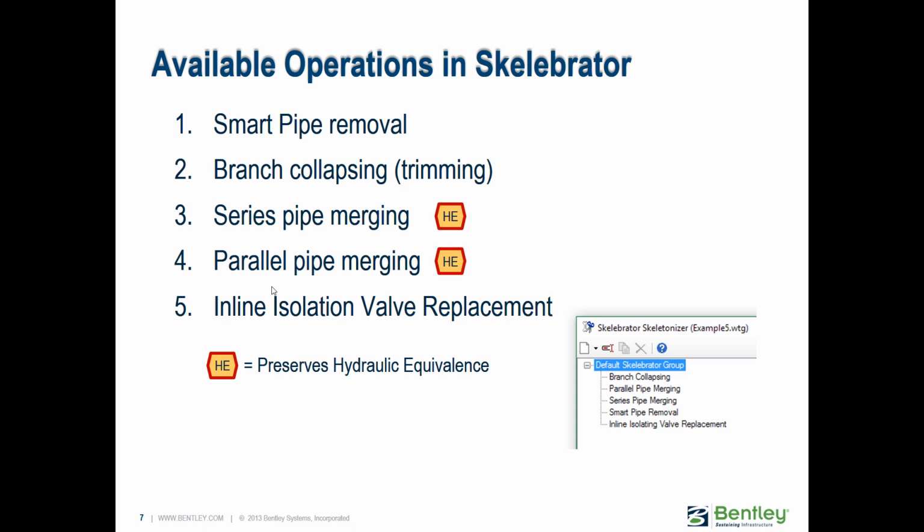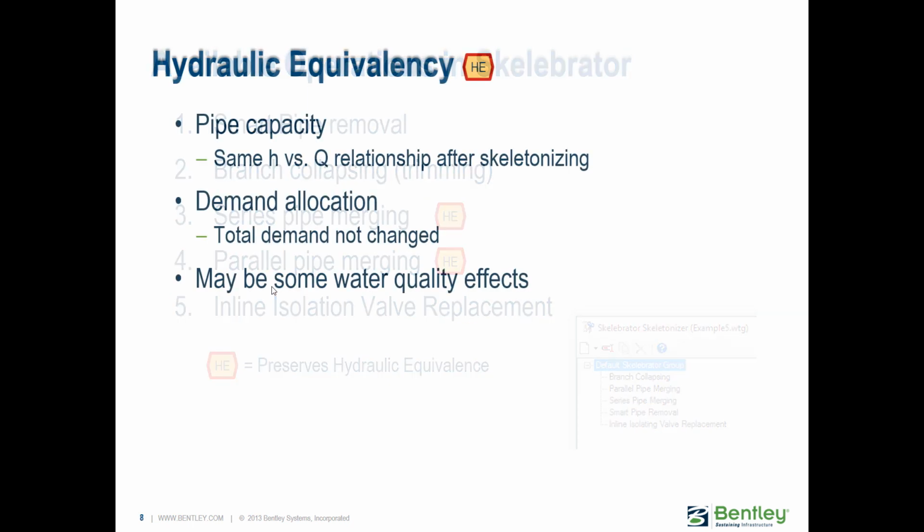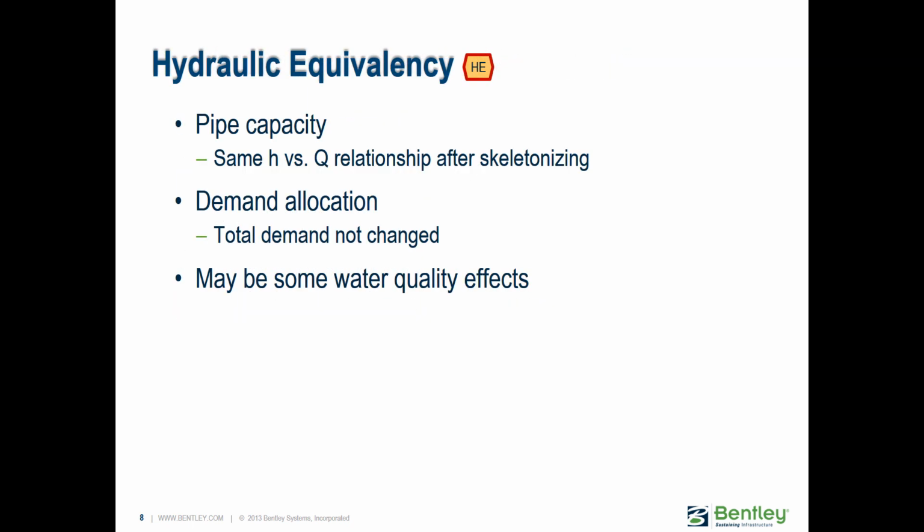So there's many different types of operations that could be run in Skelebrator. These are the different options that you get, and we'll talk a little bit about each. The little icon there that says HE, that means that method will ensure that the end result is hydraulically equivalent to the full pipe version. And by that what we mean is, basically the same head versus flow relationship. So for the same flow through that stretch of pipes, you will get the same head loss.